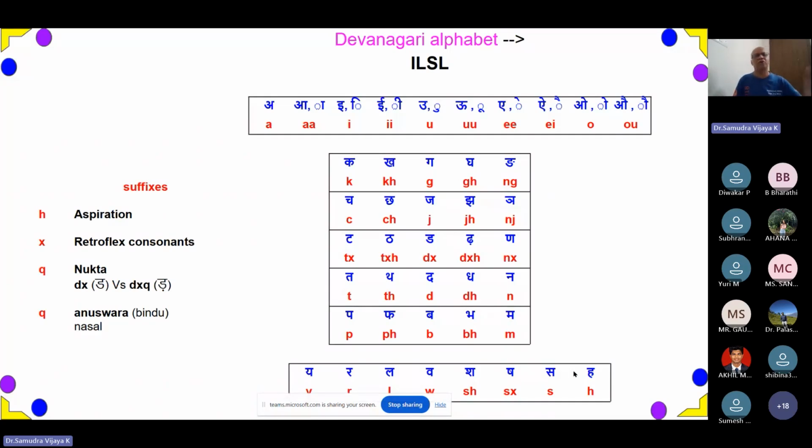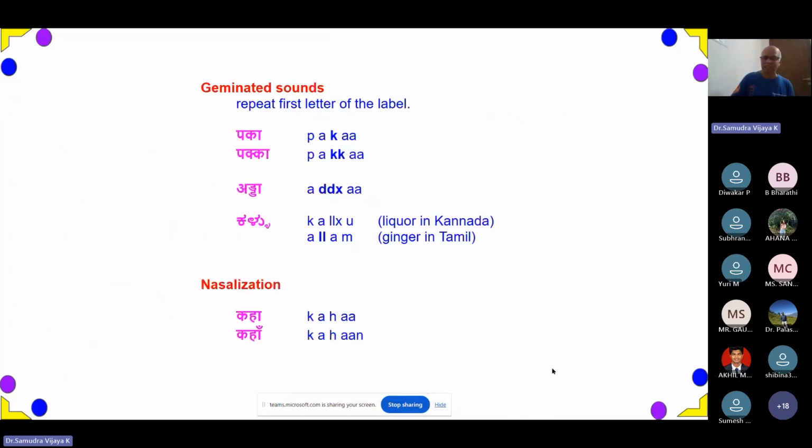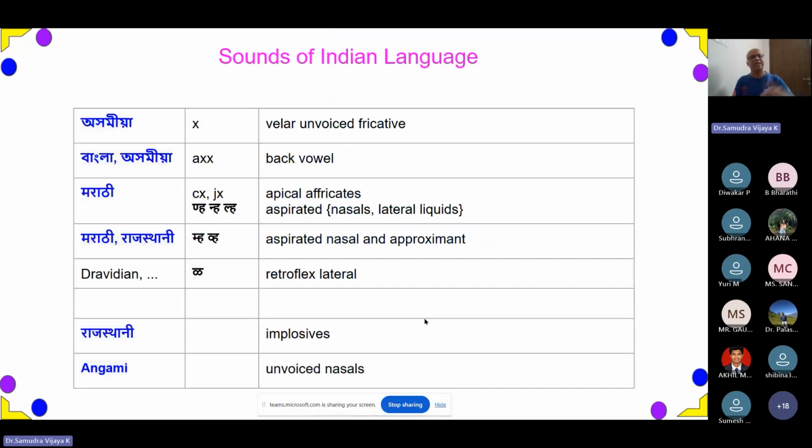There are some rules that are followed and have been taken care of. There are some special requirements in some languages. For example, in Rajasthani, there are implosives. What is an implosive? When I say pa, my lips open and air comes out of my mouth. Whereas in Rajasthani, there are implosives. When my lips open, air is sucked into the mouth, not coming out of the mouth. They are called implosives. So labels for such sounds also have to be provided.